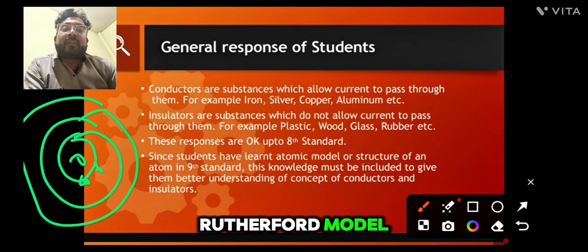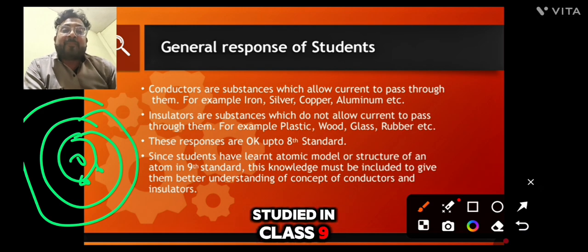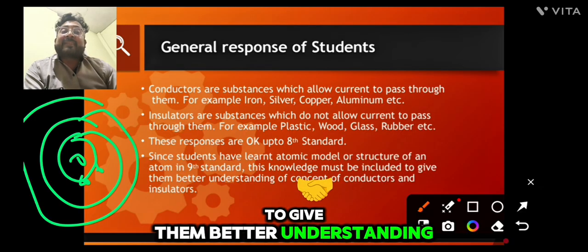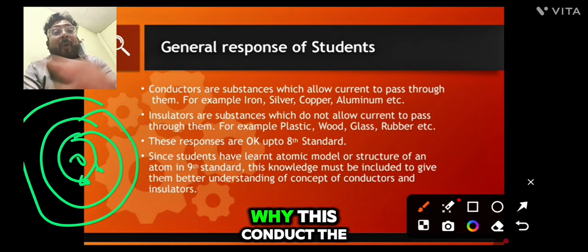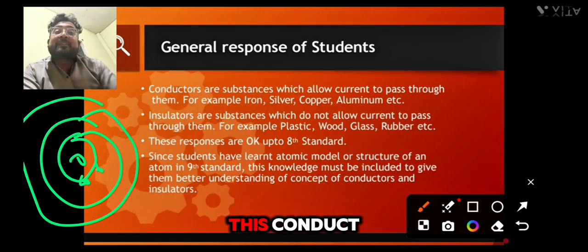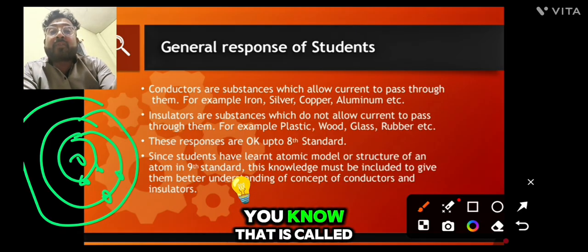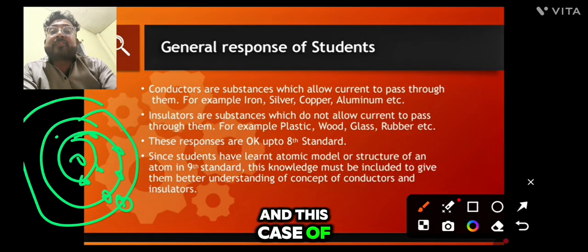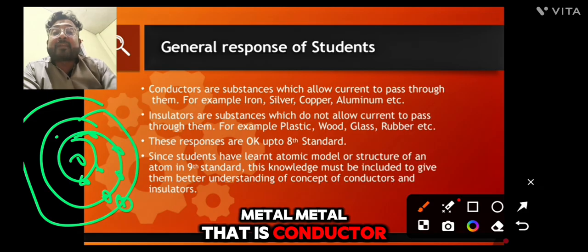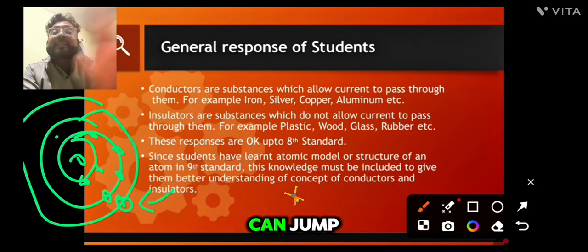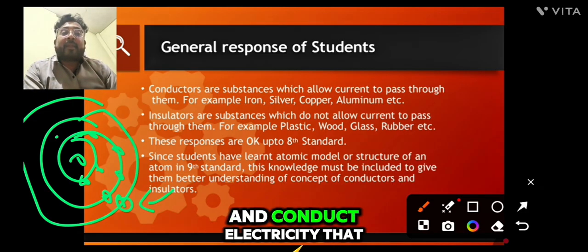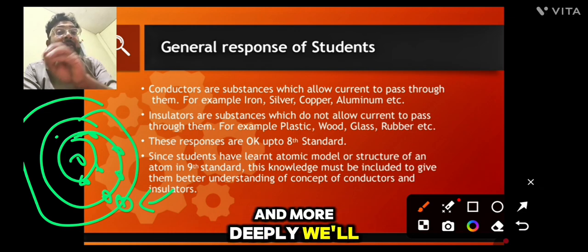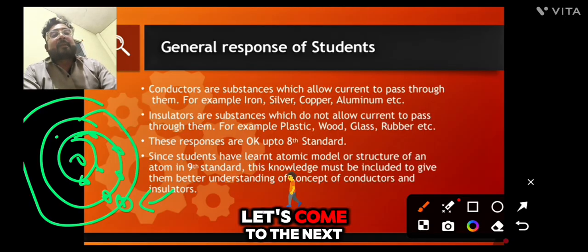As you see the Bohr model and Rutherford model, you have already studied them in class 9, and this knowledge must be included to give a better understanding of the concept of conductor and insulator. The question is, why does this conduct? Because of the free electron, that is called the valency. In the case of the metal, that is a conductor, the electron is free to move, it can jump and conduct electricity. That is called the conductor, and we'll go more deeply into conductor and insulator.